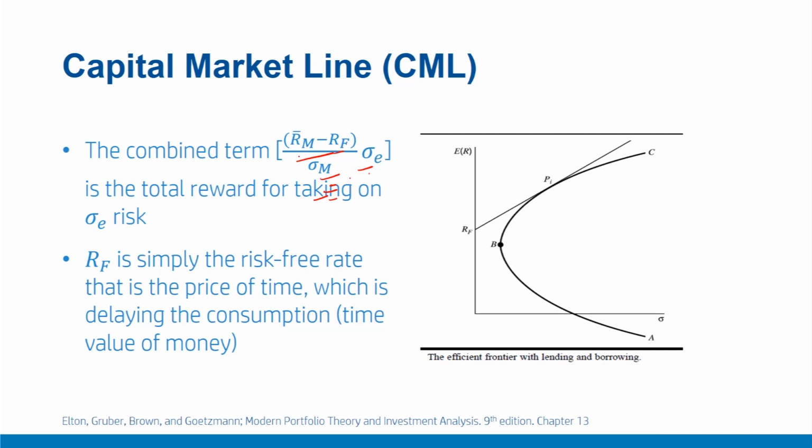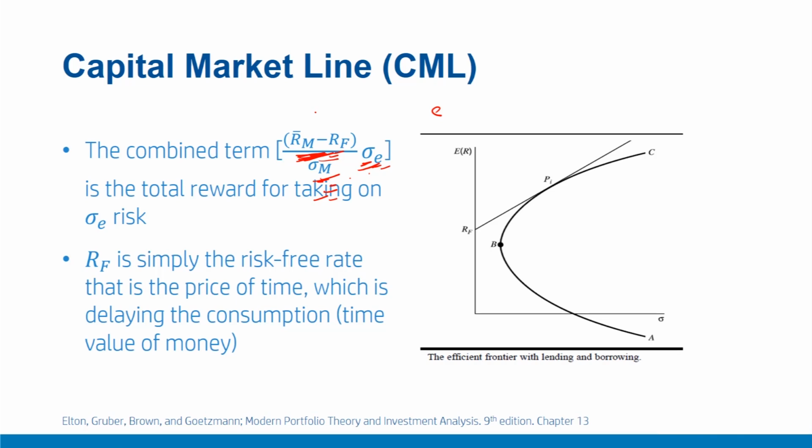And how much extra return is available for taking that risk, which is RM bar minus RF on efficient portfolio E. This is called market price of risk. This is divided by sigma M, so this is per unit of market risk. You are getting this much extra return, which is RM bar minus RF, on the efficient portfolio sigma E. So it is multiplied by sigma E, which represents the total risk of the efficient portfolio.